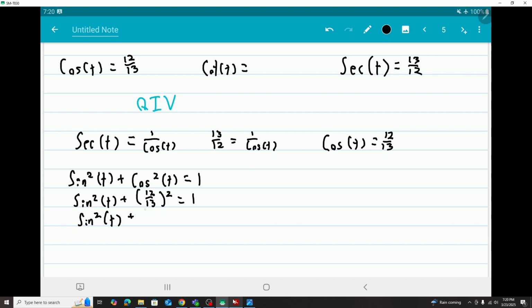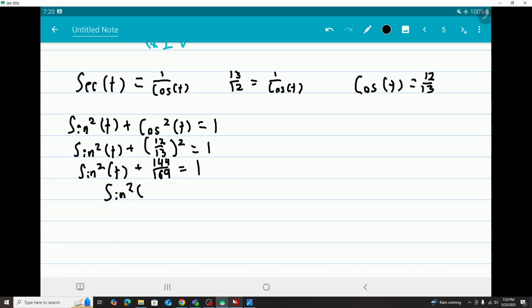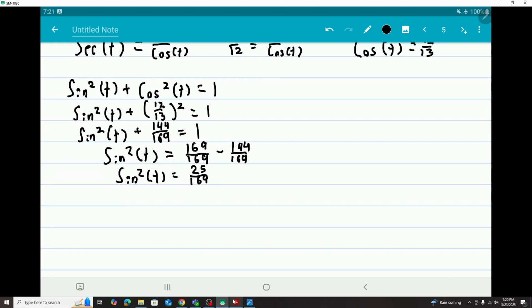Go down one more level. 144 over 169, plus the sine squared, is equal to 1. So now sine squared of t is... I'm going to prep this one to get ready to subtract. You can always do this, it'll work for these types of problems. 169 over 169 minus 144 over 169. I get sine squared of t is 25 over 169. Now we take a square root.